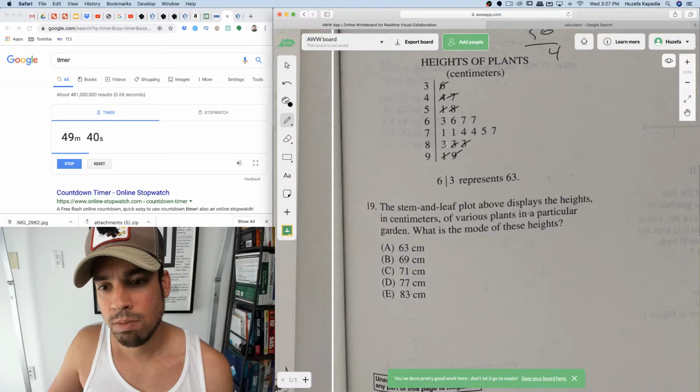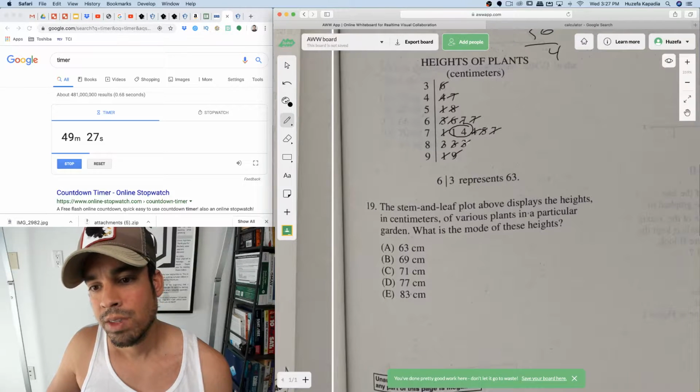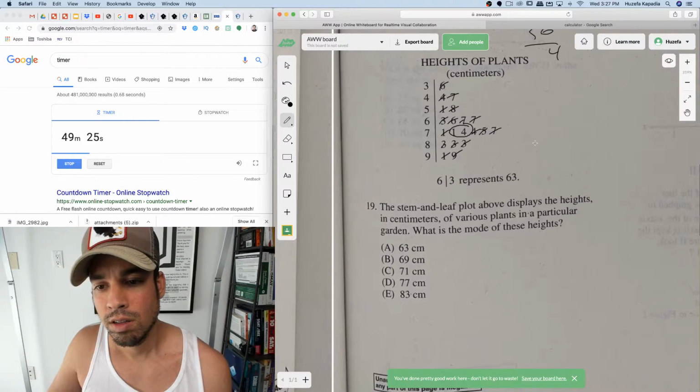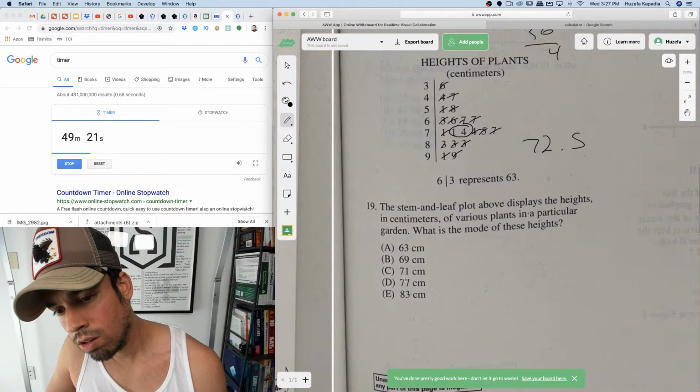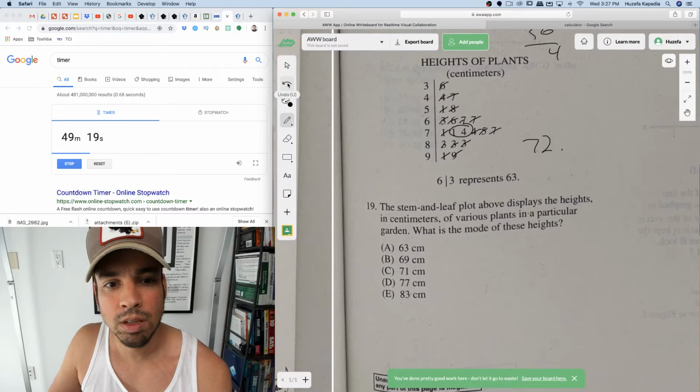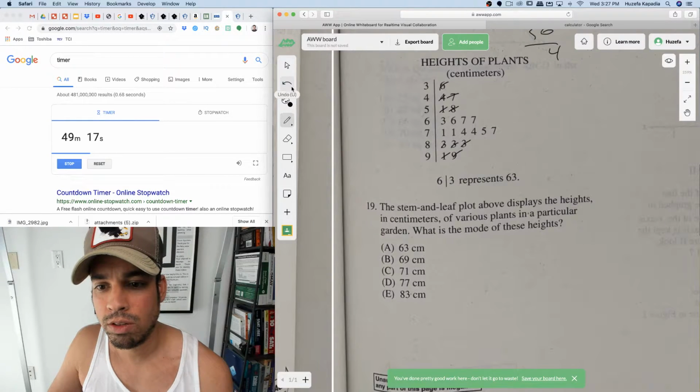I normally don't like marking up the actual thing, but I think it's okay. I'm just trying to find the center, and it's between these two. So it's 72.5. Oh! I messed up. That's why I don't like marking. I have to undo all that.